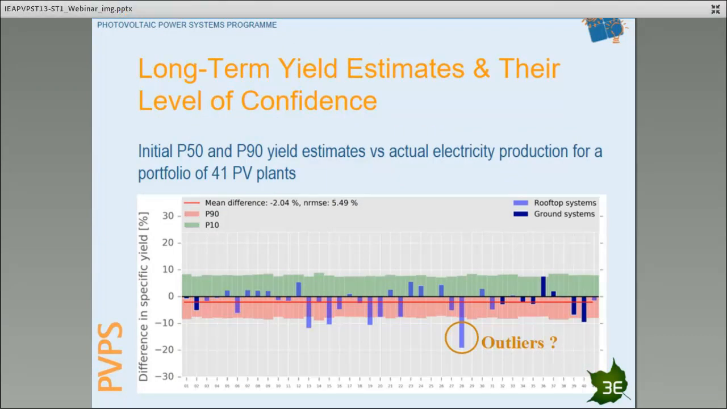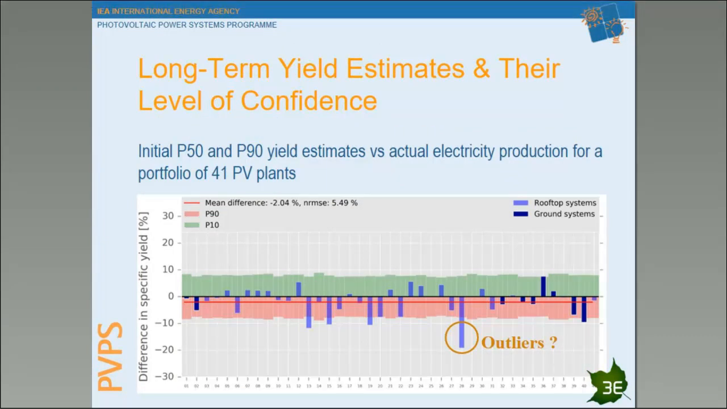Now I will go into the second part of what I said at the beginning in the outline. I will show you the summary of an exercise we did where we compare the initial long-term yield estimates of a portfolio of PV plants against the actual production of these 41 PV plants.